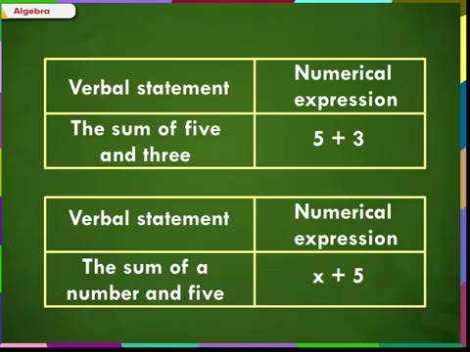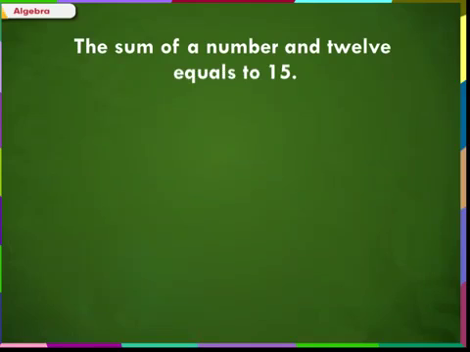Now let us transform this verbal statement. The sum of a number and 12 equals 15. This can be written as x plus 12 equals 15. Now, this is no more called an algebraic expression. We call such a statement an algebraic equation as there is an equal to sign here.